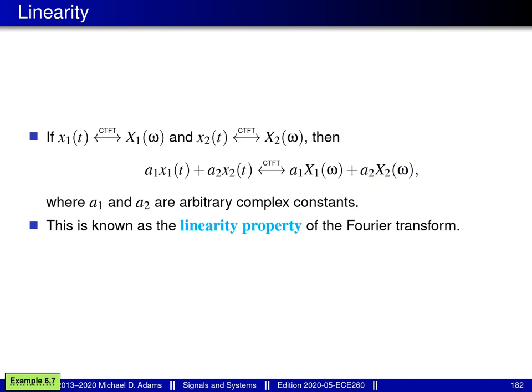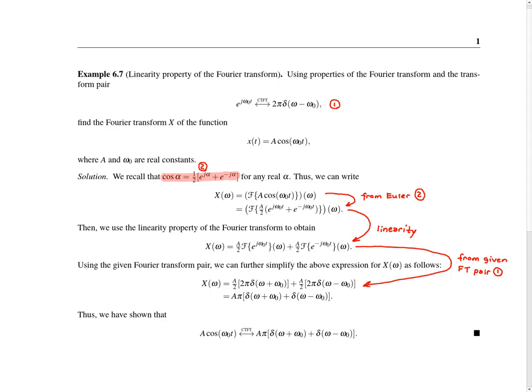At this point, I'd like to consider an example to illustrate how we can make use of the linearity property, and in particular, I'd like to consider example 6.7. In this example, we're asked to use properties of the Fourier transform and this particular Fourier transform pair here in order to find the Fourier transform big X of the function little x, where little x is given by this particular formula here, and a and omega naught that appear in this expression are real constants.